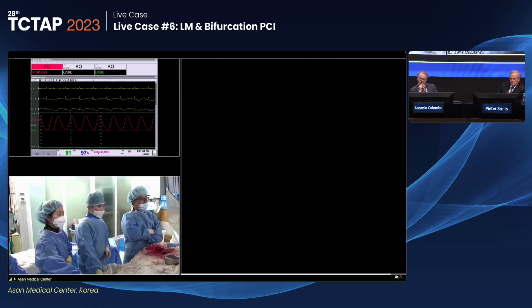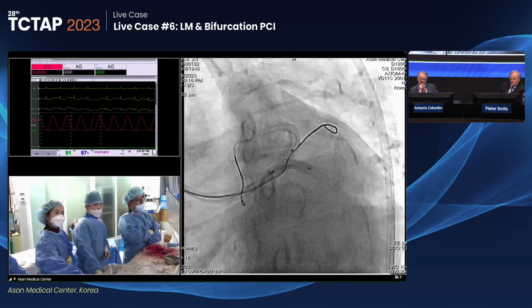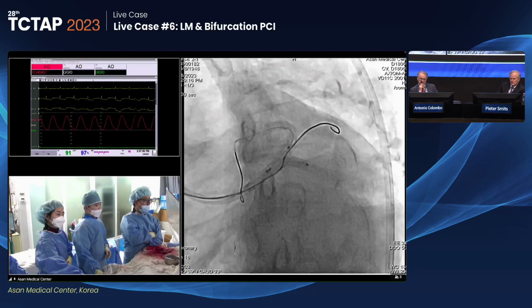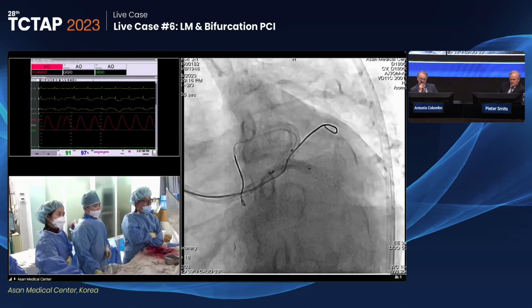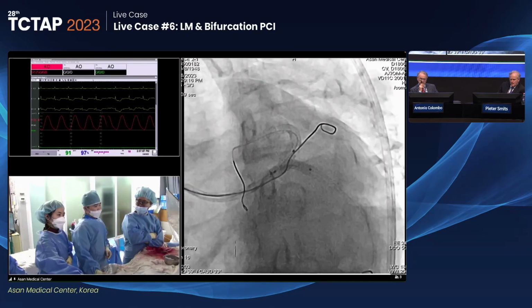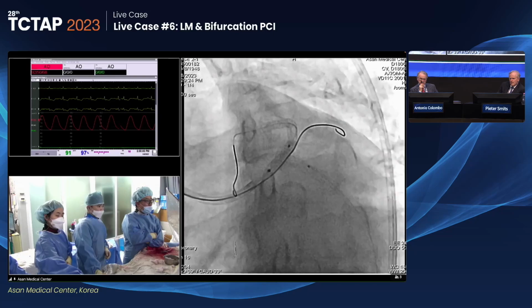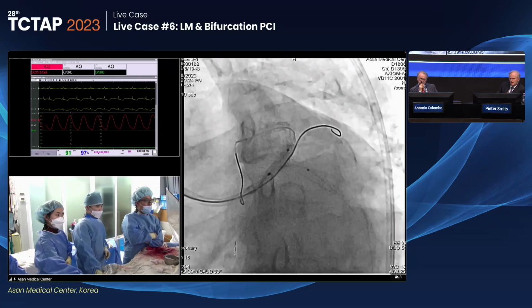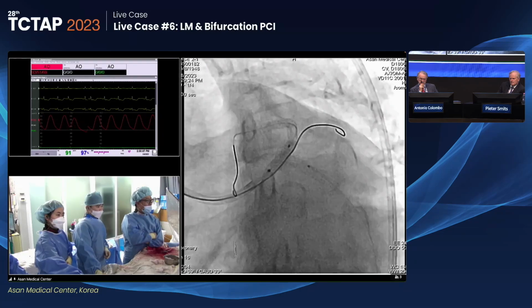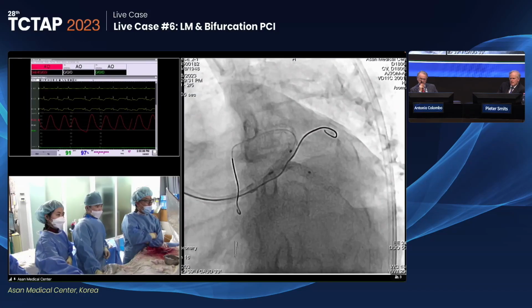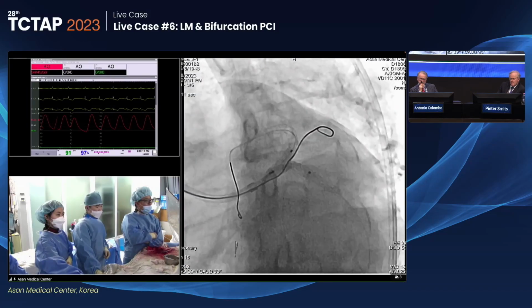Here we did the high pressure balloon dilation in the sub-ostium using a 3.5 NC balloon up to 14 ATM. And next, here is a sequential high pressure inflation in the left main, 3.5. And next, here we did the final kissing balloon using the 3.5 up to 12 ATM.